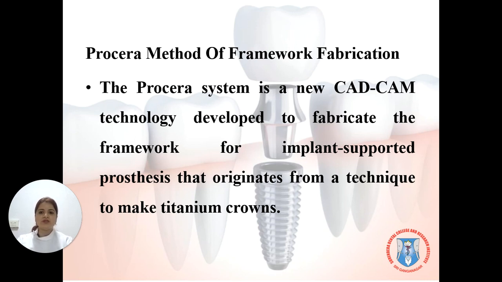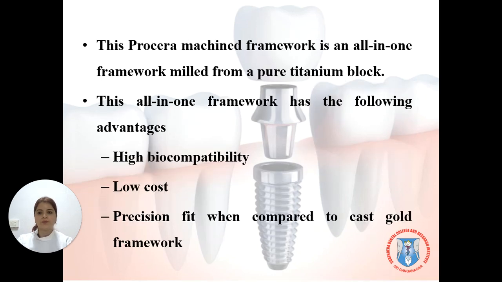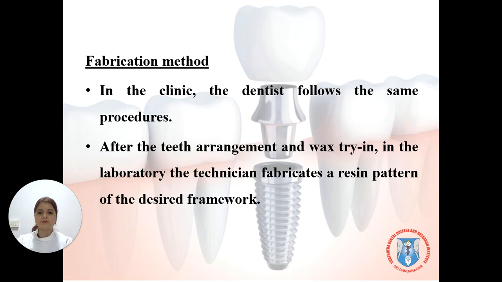Now the Procera method of framework fabrication. This is a new system of CAD/CAM technology which was developed to fabricate the framework for implant supported prosthesis that originates from a technique to make titanium crowns. This Procera machine framework is an all-in-one framework milled from a pure titanium block. This all-in-one framework has the following advantages. It is obviously highly biocompatible. It has low cost and precise fit when compared to the cast gold framework.